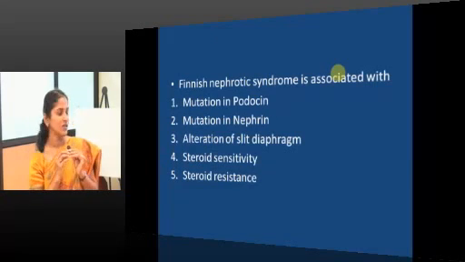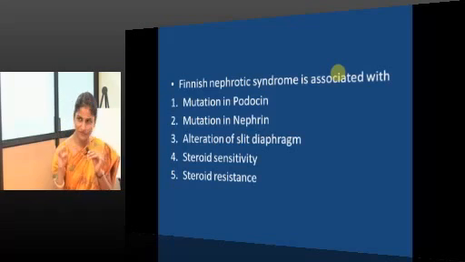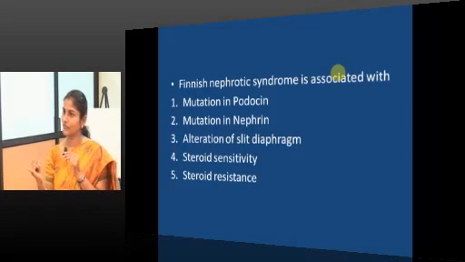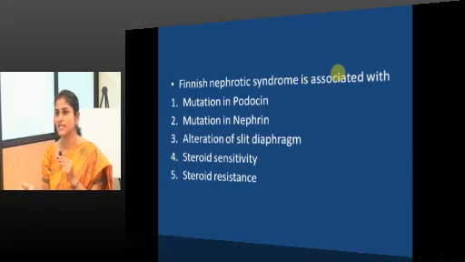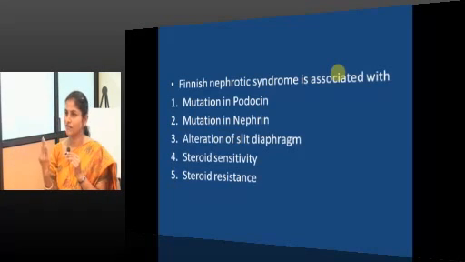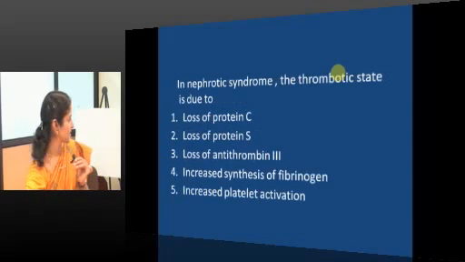So now Finnish nephrotic syndrome is associated with mutation in nephrin. Nephrin is a part of the slit diaphragm. So the slit diaphragm gets altered and this will result in steroid sensitive nephrotic syndrome. So all these three are your answers.